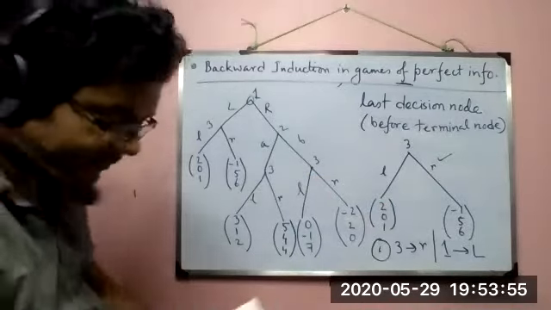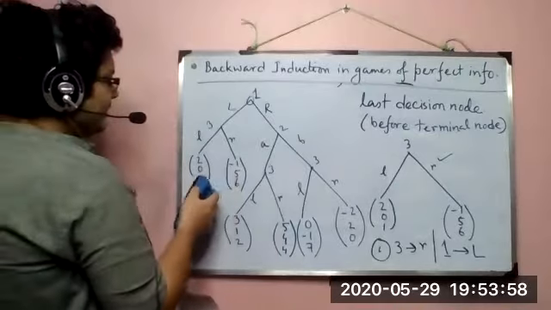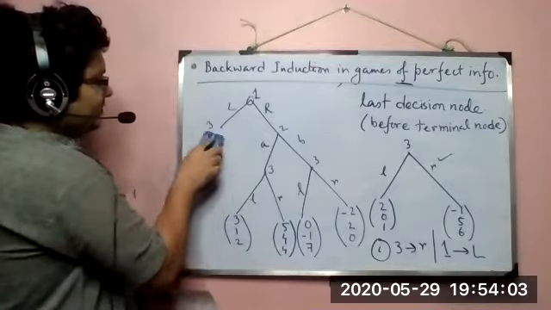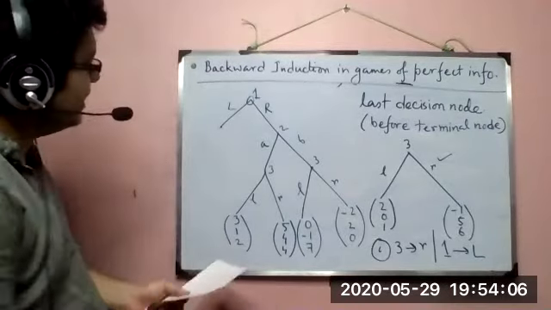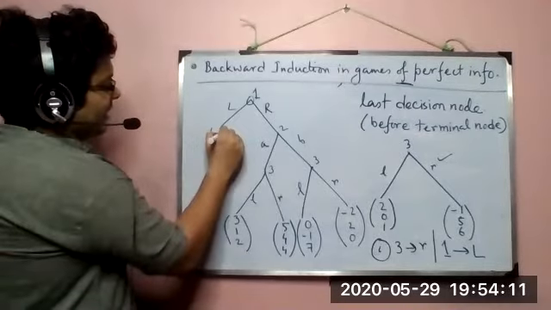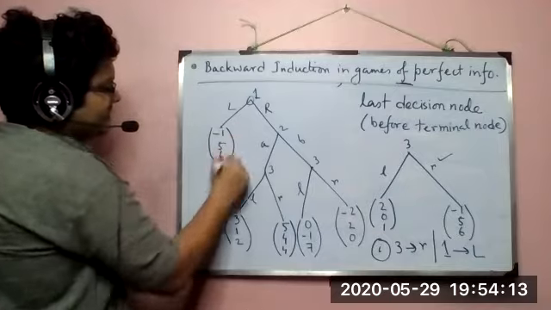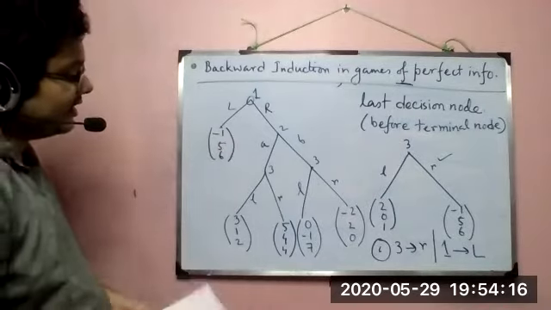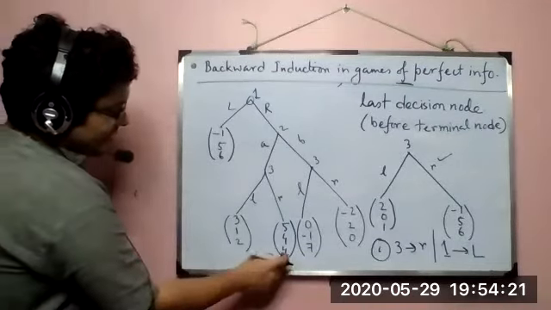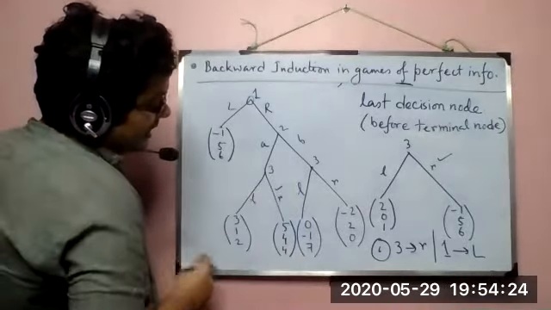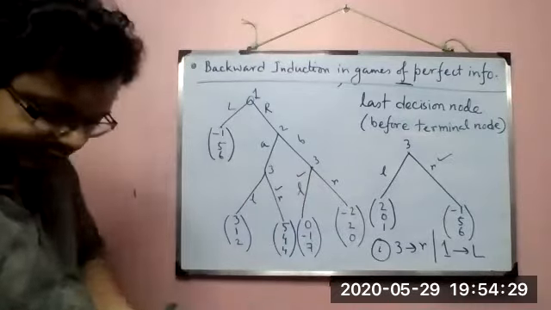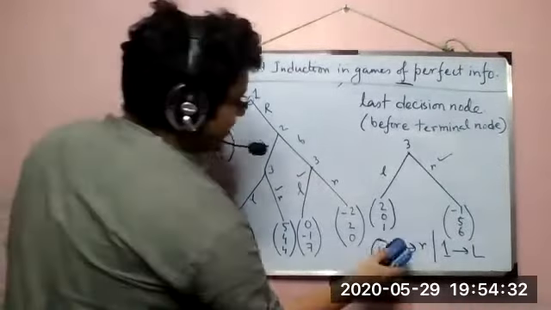So what do we do here? We erase this, because this part of the game is solved, and the last decision node now becomes the terminal node, and here we write 1, 5, and 6. Now similarly here the same thing will happen. As you can see, 4 is larger, so R, and here 7 is larger, so L. So how will I write it now? I will write it like this.